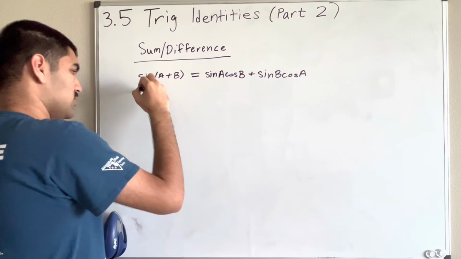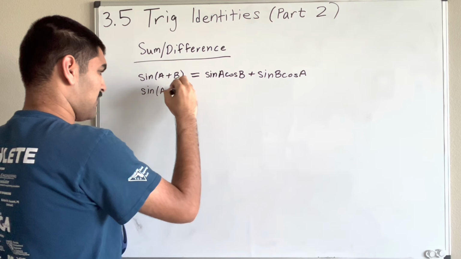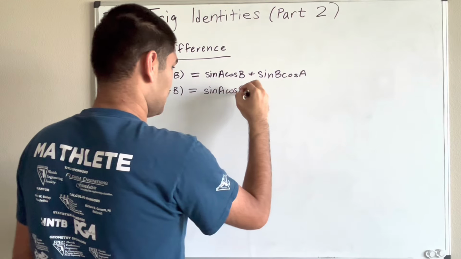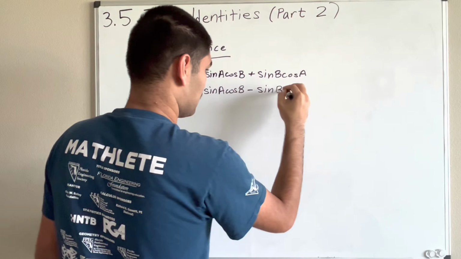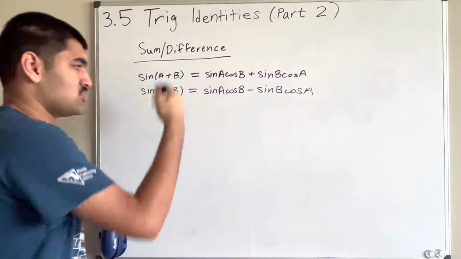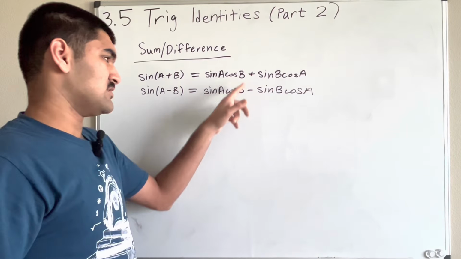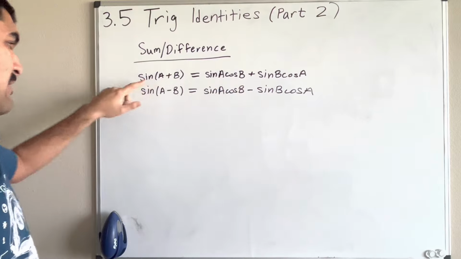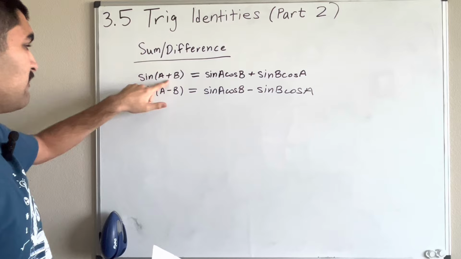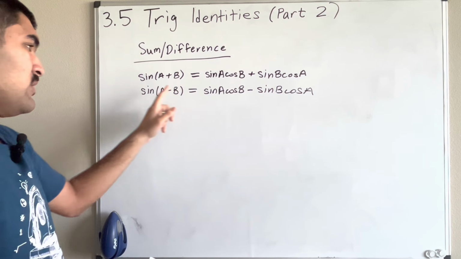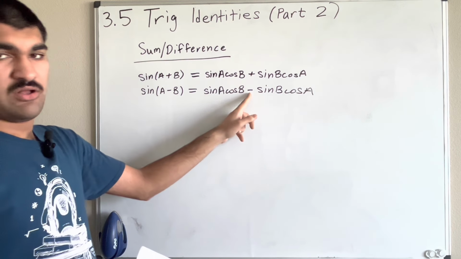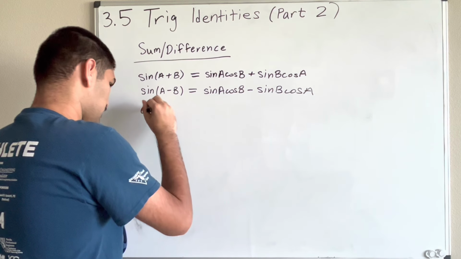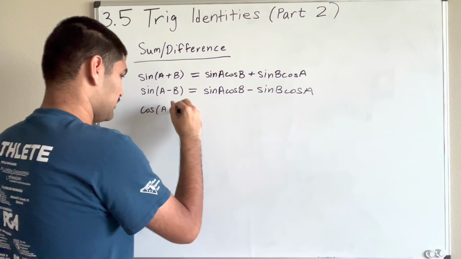All right. And then similarly, sine of a minus b, so that's the difference. That's sine a cosine b minus sine b cosine a. So notice how it's essentially the same identity. The only thing that changed is the sign in between, right? So for sine, the sign is the same as the original one. For sine of a plus b, it's plus over here as well, and for a minus b, it's minus as well.